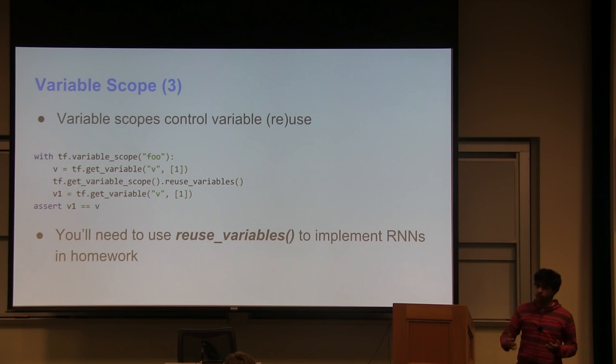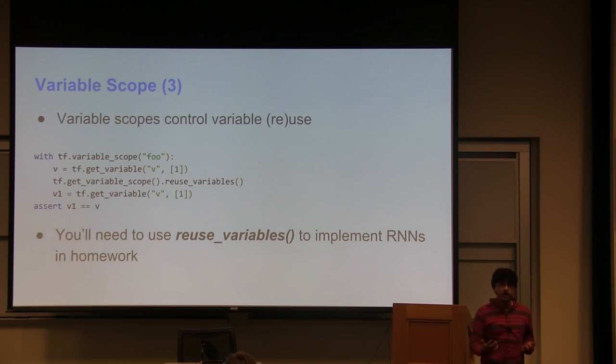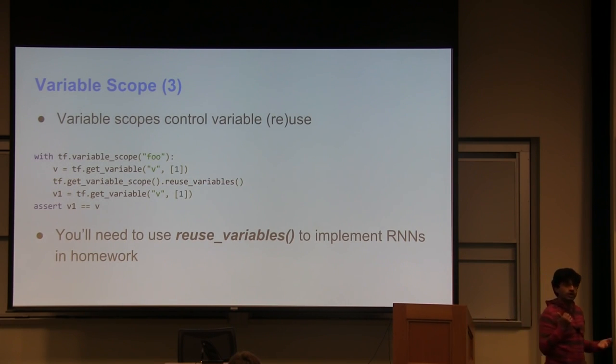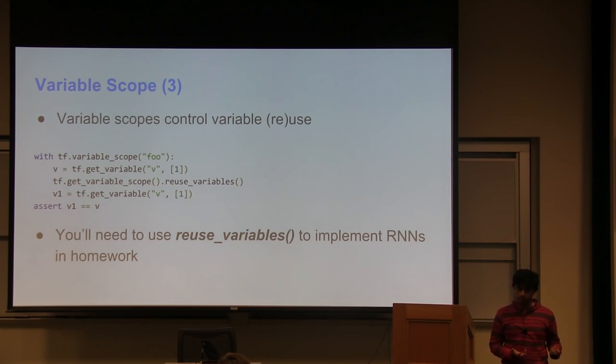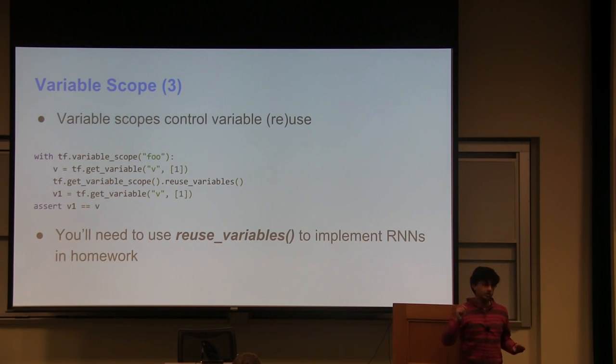And in something like a recurrent neural net where you're going to reuse the same weights at each time step, this is exactly what you want to have under the hood. So here's a simple case where we have this scope foo. Then we call getVariable, we make a new variable there. Now we say reuse variables, and then we call getVariable again, and we get back the exact same variable. If you try this without that reuse setting, it'll actually blow up on you.